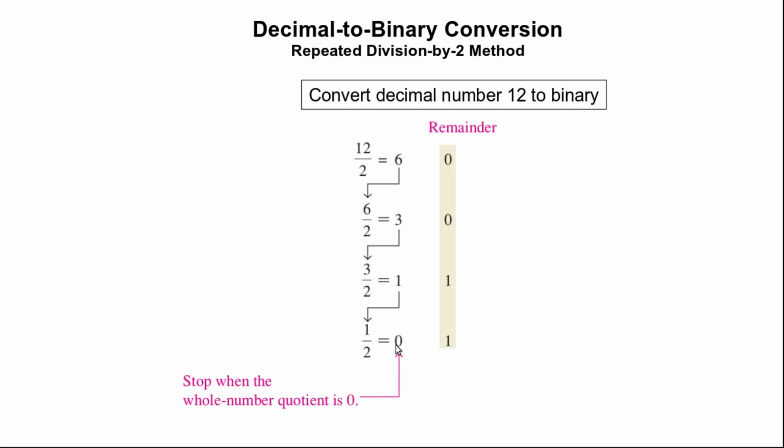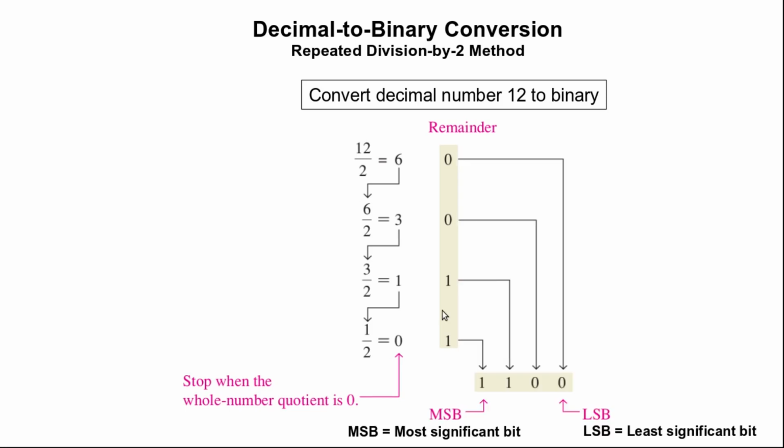Now after we stop, we write down the remainders that we obtained in such a way that the last remainder that we obtained will become the most significant bit of the binary number. MSB means most significant bit. It means the bit having the highest weight.